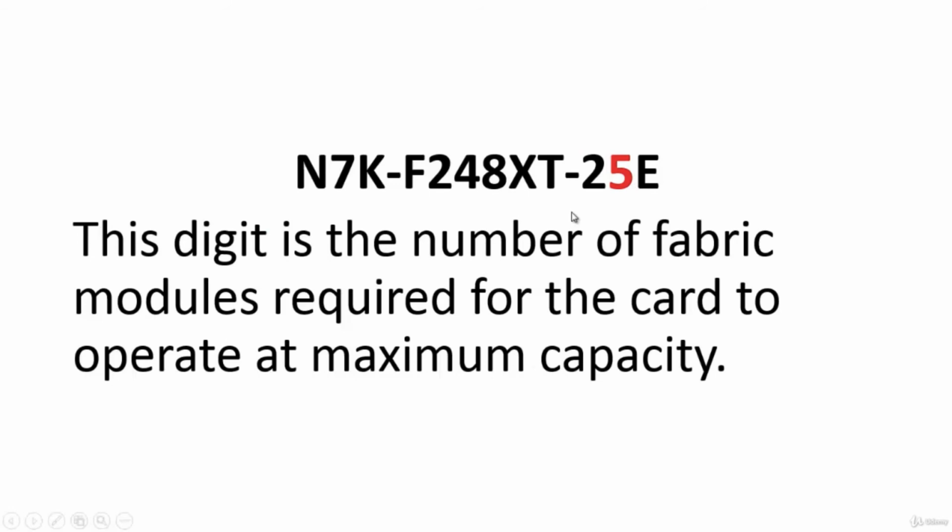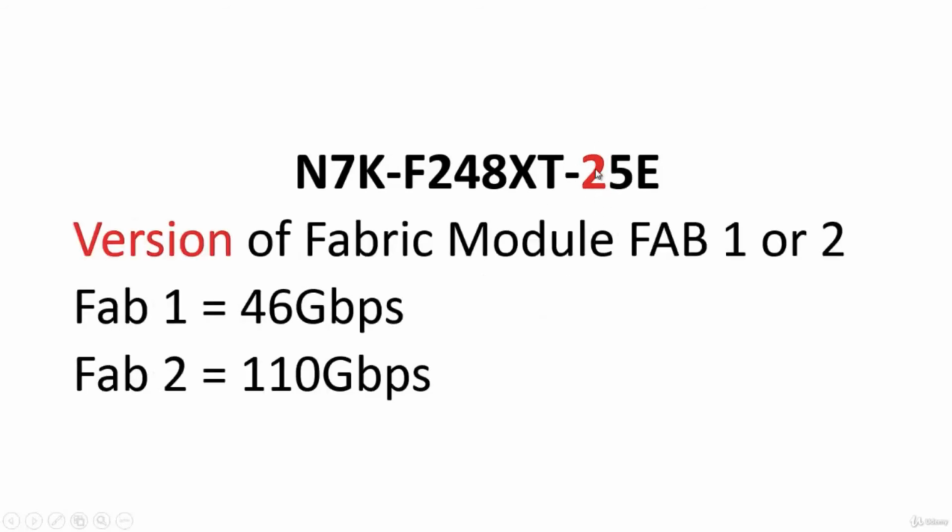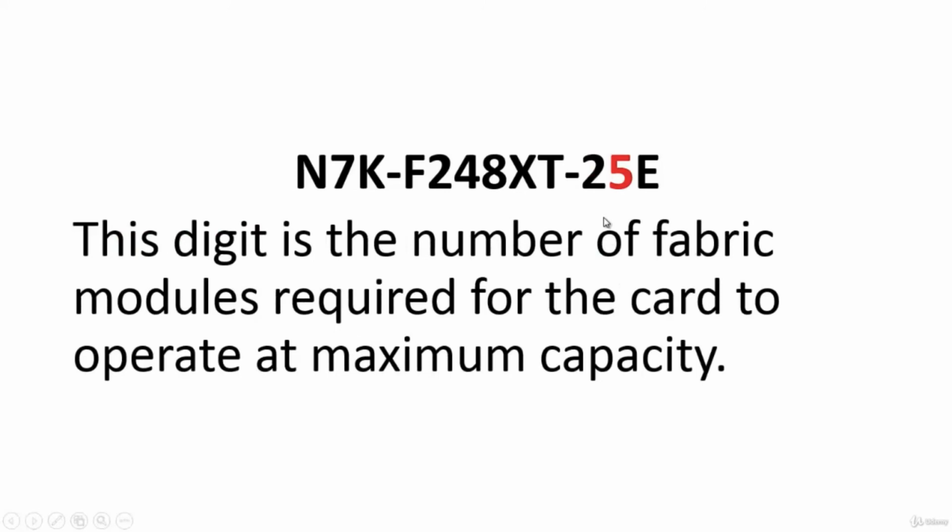Now, what is this 5? 5 means this is the number of fabric modules required for the card to operate at the maximum capacity. It says that if you want this line card to achieve its maximum capacity or full potential, then you need to have 5 fabric modules of version 2. Here, this was Fab 2, right? It says we should have 5 Fab2 modules to achieve full potential. You can choose to have only 3. It is up to you.